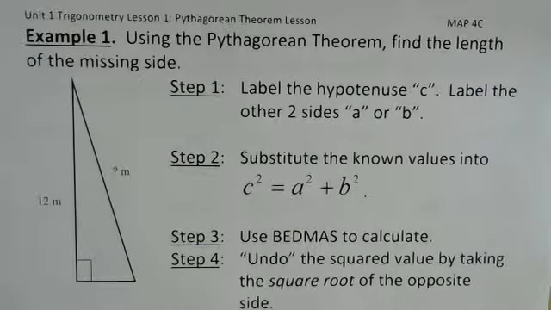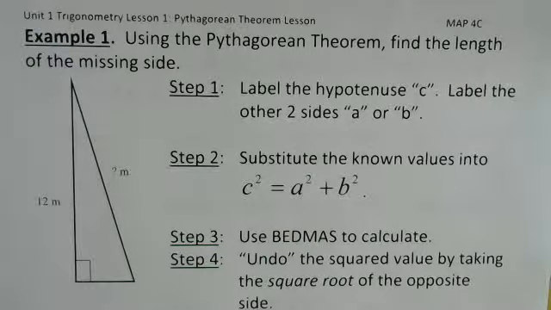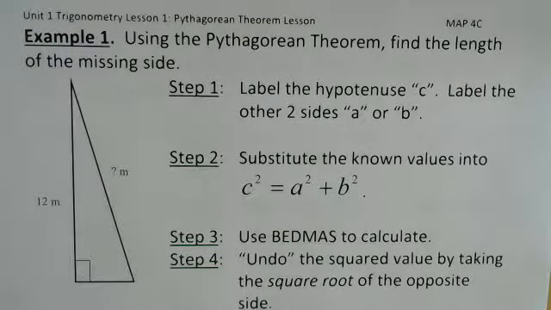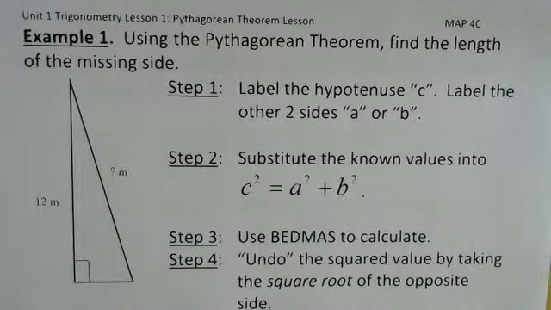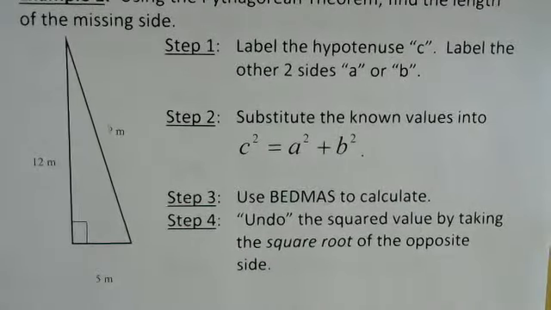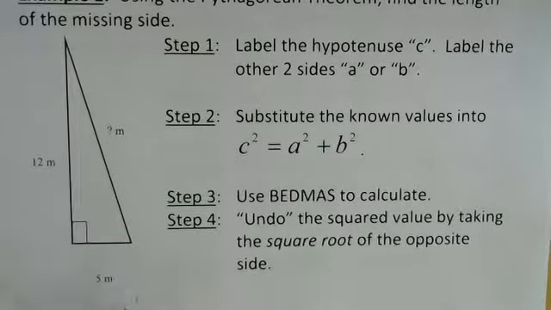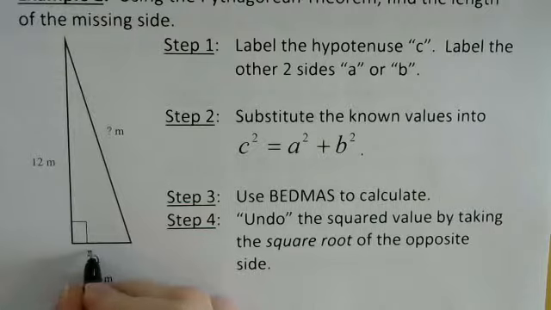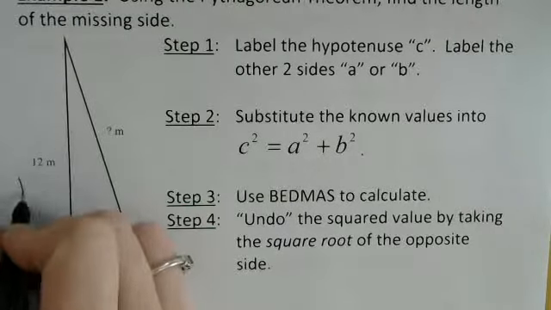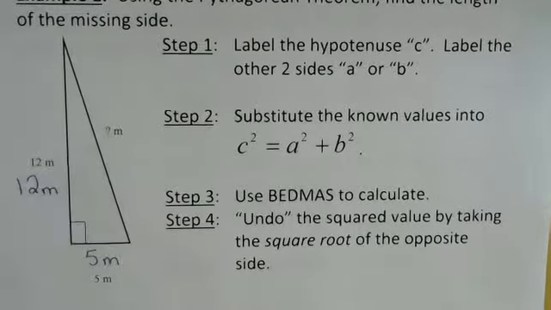So this is the first example for using the Pythagorean theorem. In this example, we're going to use it to find the length of the hypotenuse right here. Okay, so we've been given, let me move this up a bit, this length is 5 meters, and this side length is 12 meters.